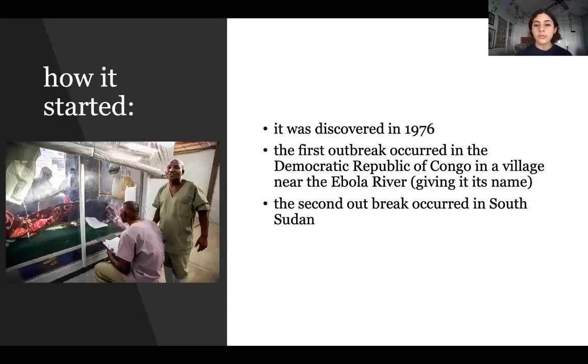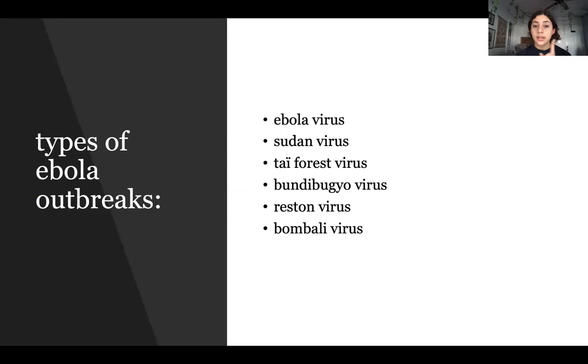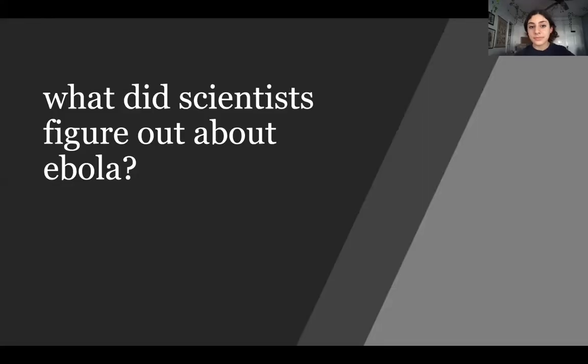It was discovered in 1976. The first outbreak occurred in the Democratic Republic of Congo in a village near the Ebola River, giving it its name. The second outbreak occurred in South Sudan, giving it the Sudan virus name.